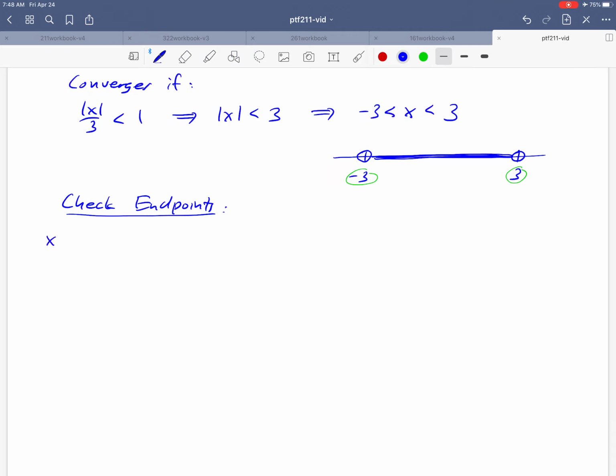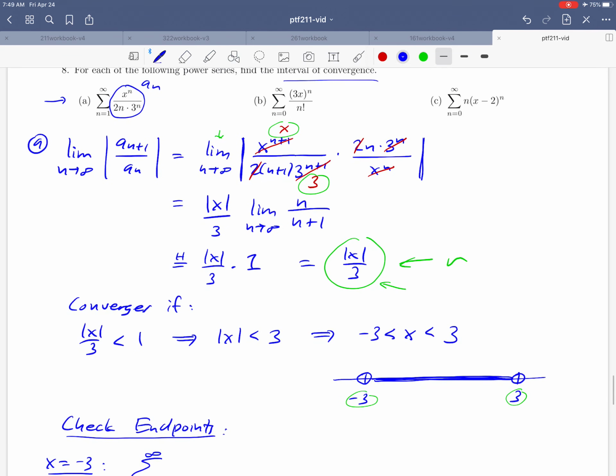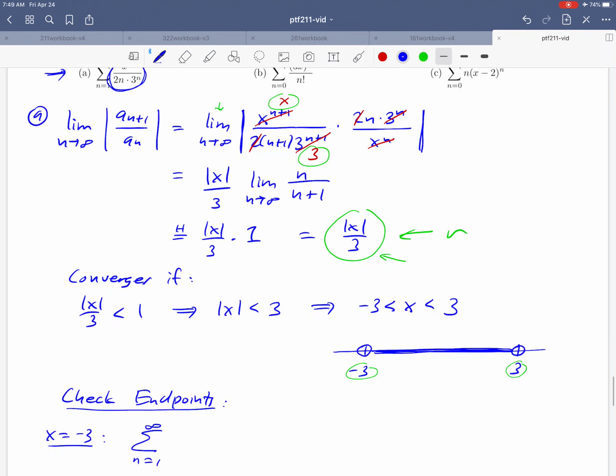Let's start with the left-hand endpoint, x equals -3. If we substitute it into the formula for our series, here I'd like to scroll up and take a peek at what the series looked like at the very beginning. Our series had the form that looked like this, way up at the top of the page. So we're really just taking -3 and substituting it into that formula for x.